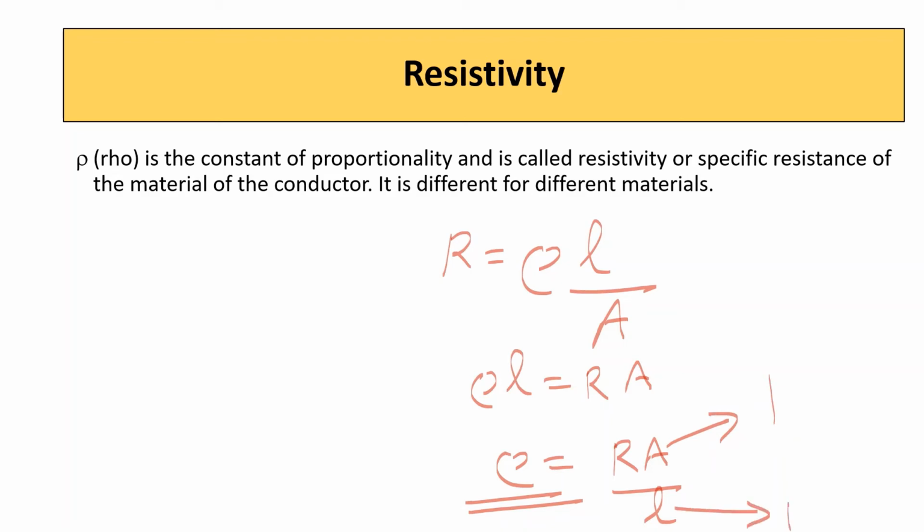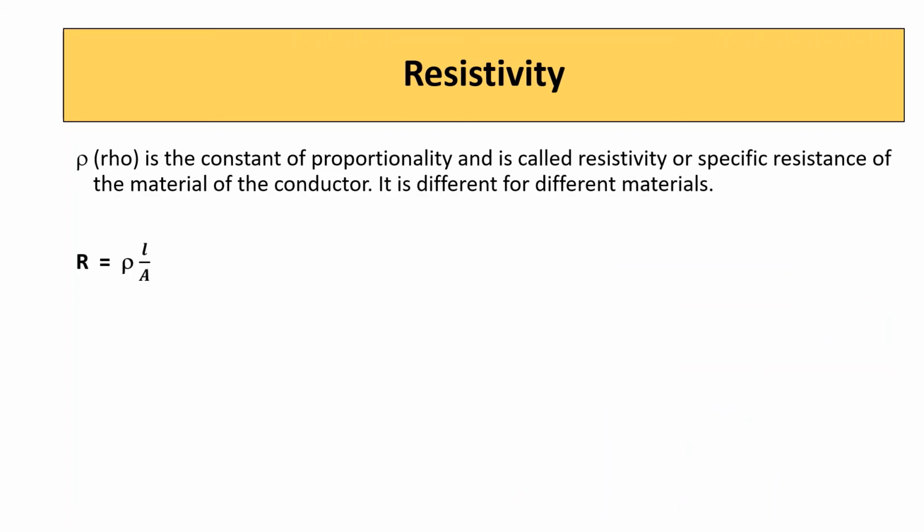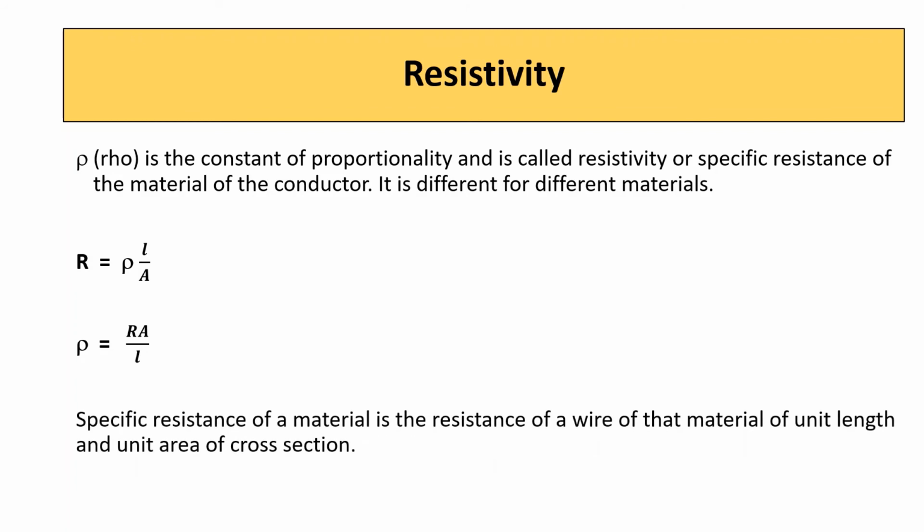If A is equal to 1 and L is equal to 1, rho will be R. That is how you define the resistivity rho. Rho is equal to RA by L. Specific resistance of a material is the resistance of the wire of that material of unit length and unit area of cross section. Make this A to 1 and L to be 1. Then you can say rho is equal to R.